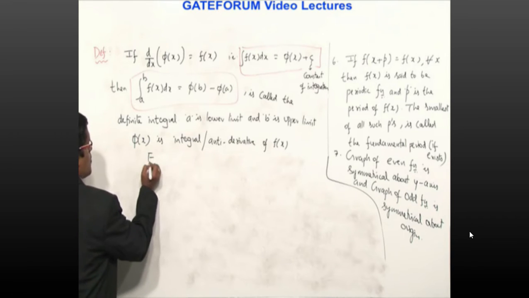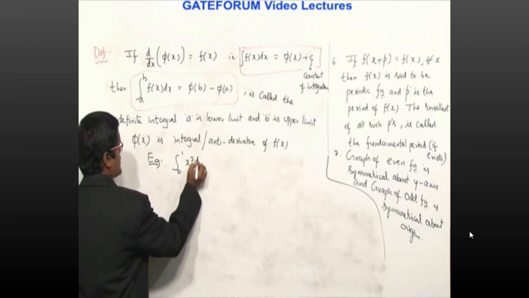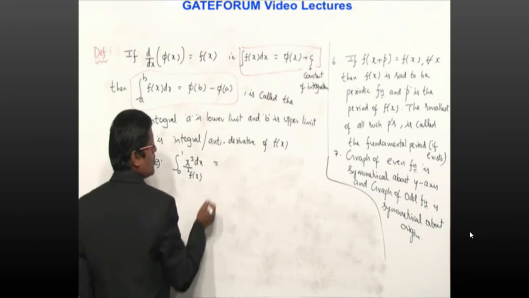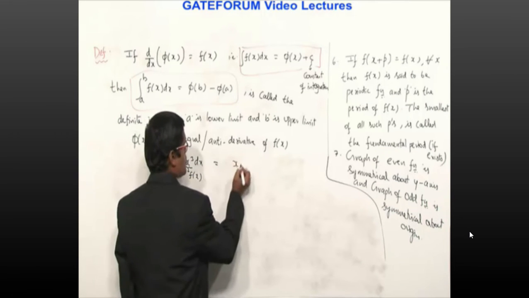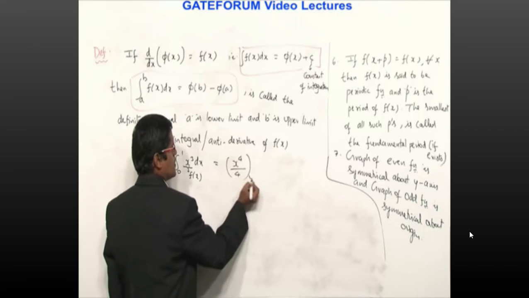See, a small example: integral 0 to 1 of x cube dx. So this is your f of x. What is the integration of x cube? In the last class I provided the integration of x power n. X to the power n plus 1 by n plus 1, so 3 plus 1 by 3 plus 1, that is x to the power 4 by 4, from 0 to 1.